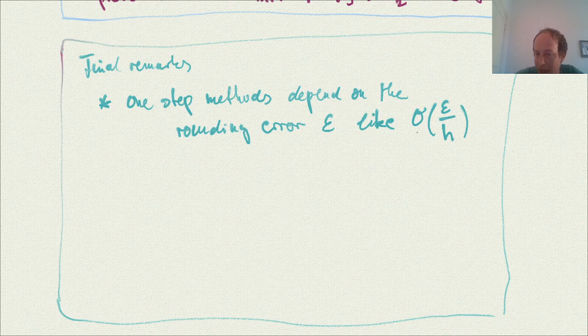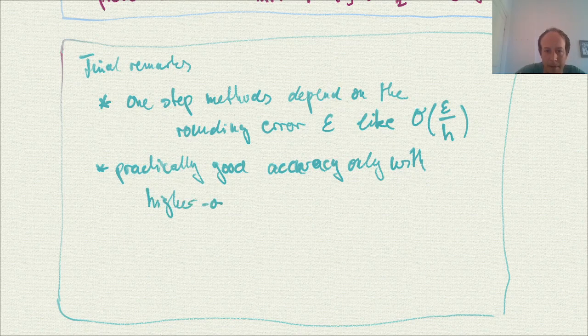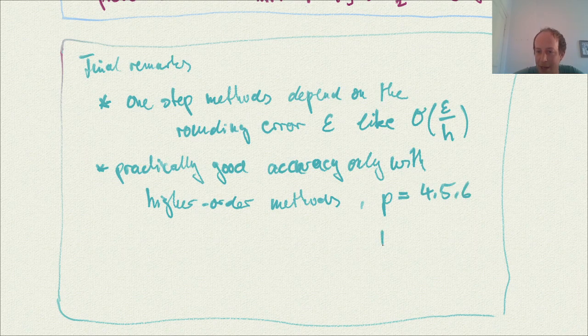So there is an error part where you have 1 over h in there. It's still multiplied by the rounding error, so it might be very small. But if h gets really small, then you will see this term. And so practically, good accuracy only with higher order methods, and typically use p equal maybe 4, 5, or 6. But I must say that I only use p equal to 2 in my codes, because there are still very easy to implement schemes. But I guess if you want to do this professionally, you should start with 4, 5, or 6.